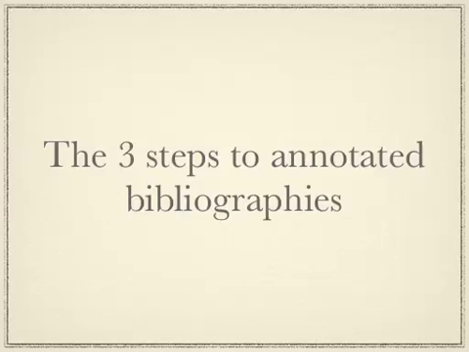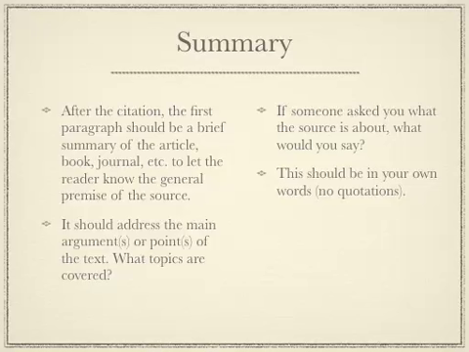So very quickly, there are 3 main steps to annotated bibliographies. The first step is writing the summary portion. After the citation, be sure to include a brief summary of the article, the book or journal or whatever publication you're looking at, to let the reader know the general premise of the source. It should also address the main arguments or the points of the text. In other words, what topics are covered in the article. If someone were to ask you what the source is about, what would you just say verbally rather than just reading from the book or from the article? Again, this should be in your own words, so you should not be using any quotes within the summary portion.